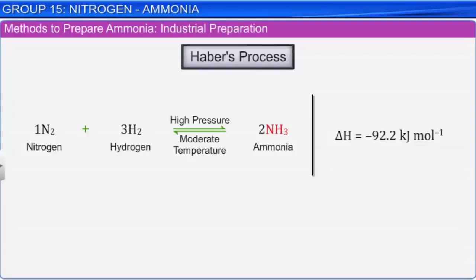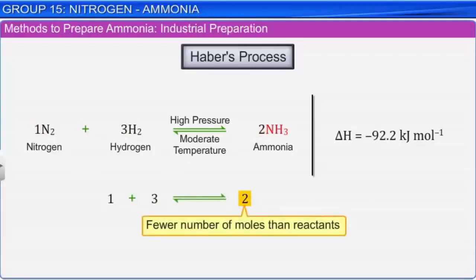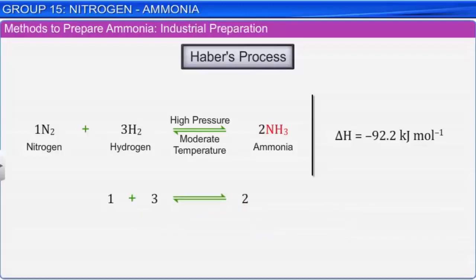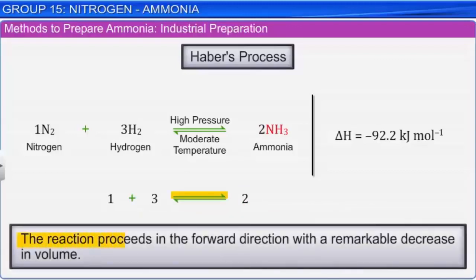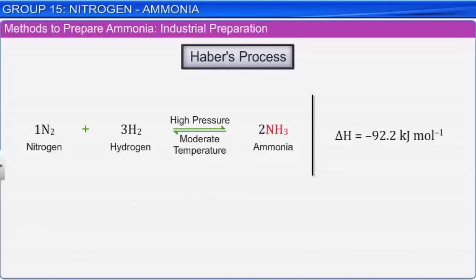From this equation, it is evident that the formation of the product is associated with a fewer number of moles. In other words, the reaction proceeds in the forward direction with a remarkable decrease in volume. Also, it must be noted that the reaction is exothermic. Hence, in accordance with Le Chatelier's principle, high pressure and low temperature favor a better yield of ammonia.